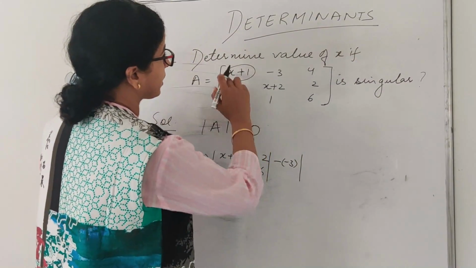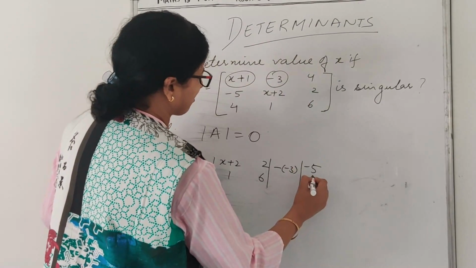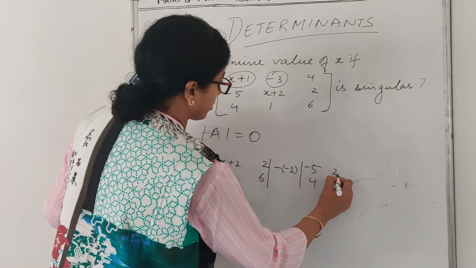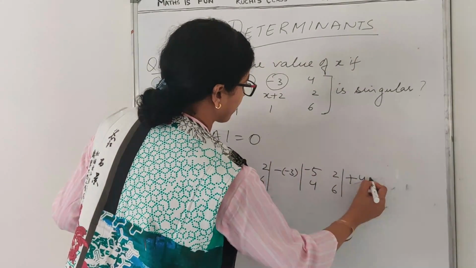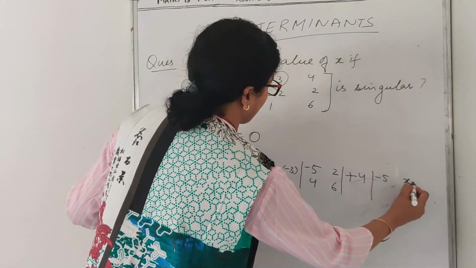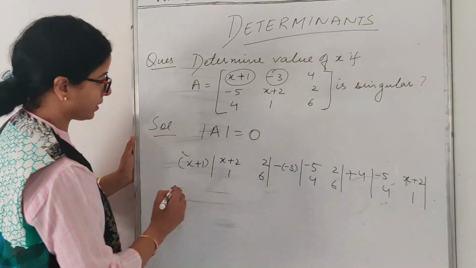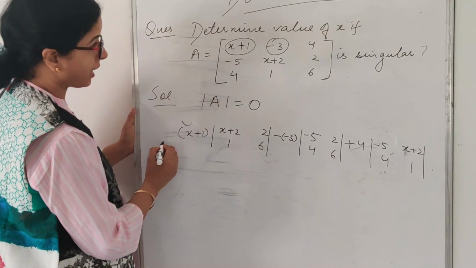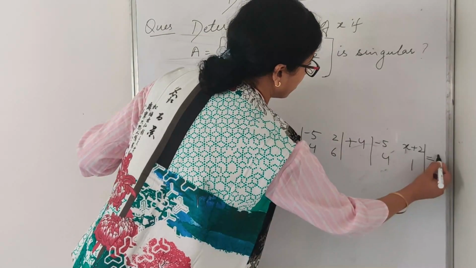Again, leave the corresponding row. We are taking now this element. Leave the corresponding row and column. Minus 5, 4, 2, 6. Again, plus 4. Leave the corresponding row and column. Minus 5, x plus 2, 4, 1. Now we'll solve the determinant, and we will keep it equal to 0. So keep it equal to 0.